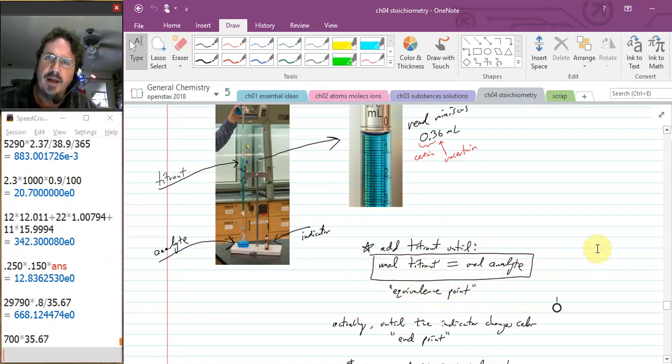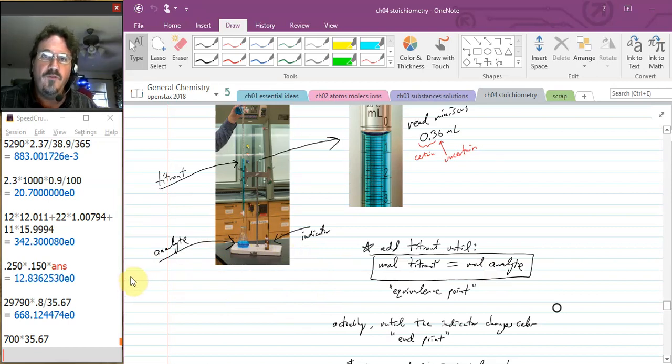So why do we use the word endpoint? The endpoint technically is the place where the color changes due to that indicator that we put in. So it goes from clear to pink, or from yellow to pink, or whatever it might be. It goes from yellow to purple, something like that. Where you see the color change, that's called the endpoint.